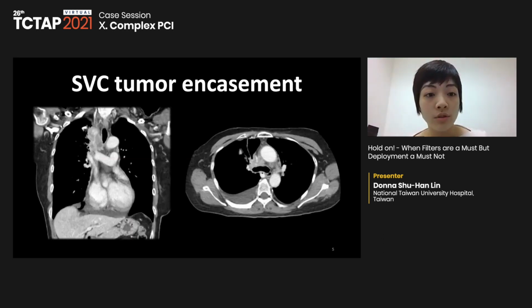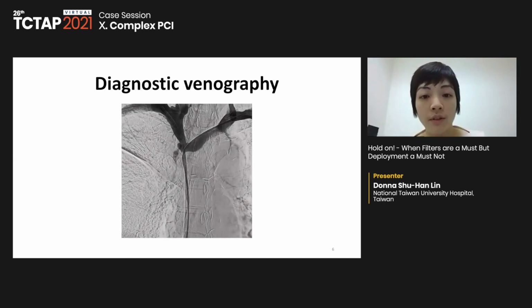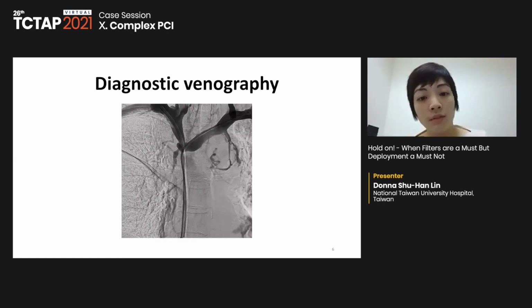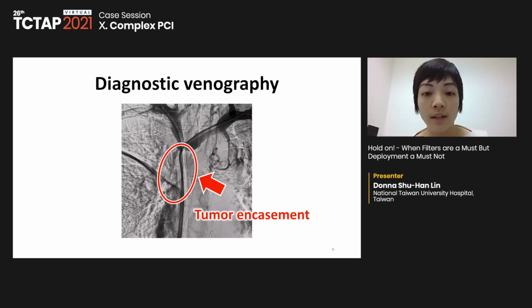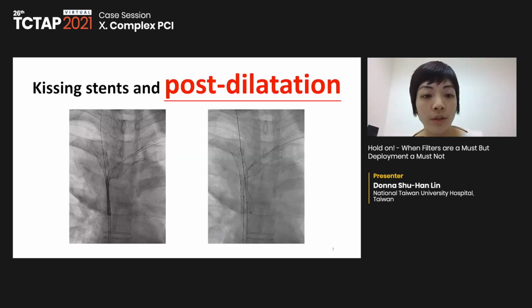And due to these symptoms, she had a CT done, which showed tumors at her SVC with SVC encasement. So under the impression of SVC syndrome, she was admitted for further intervention. And this was her diagnostic venography. You can see that contrast injection from bilateral subclavian veins showed a severe filling defect in her SVC, which was attributed to her tumor. And so for this lesion, we decided to deploy kissing stents.